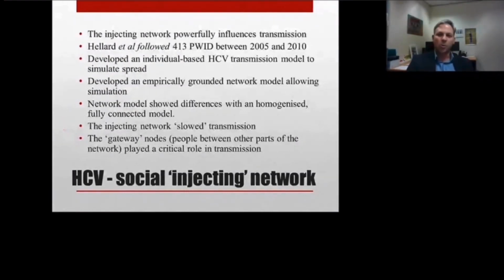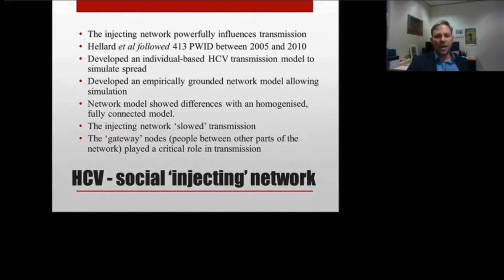Social networks, injecting networks. This has been significant work at Burnet, where I'm based, and it's been important because the usual models around transmission base themselves on a homogeneous, fully connected population where anyone can transmit to anyone. But it's very clear that the injecting network of people who inject drugs will be a powerful influence on transmission.